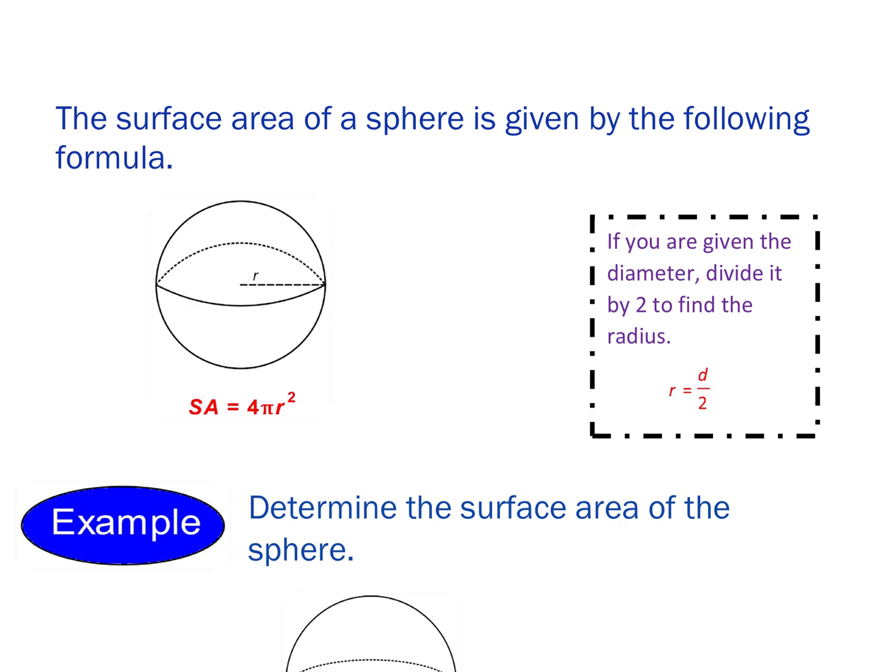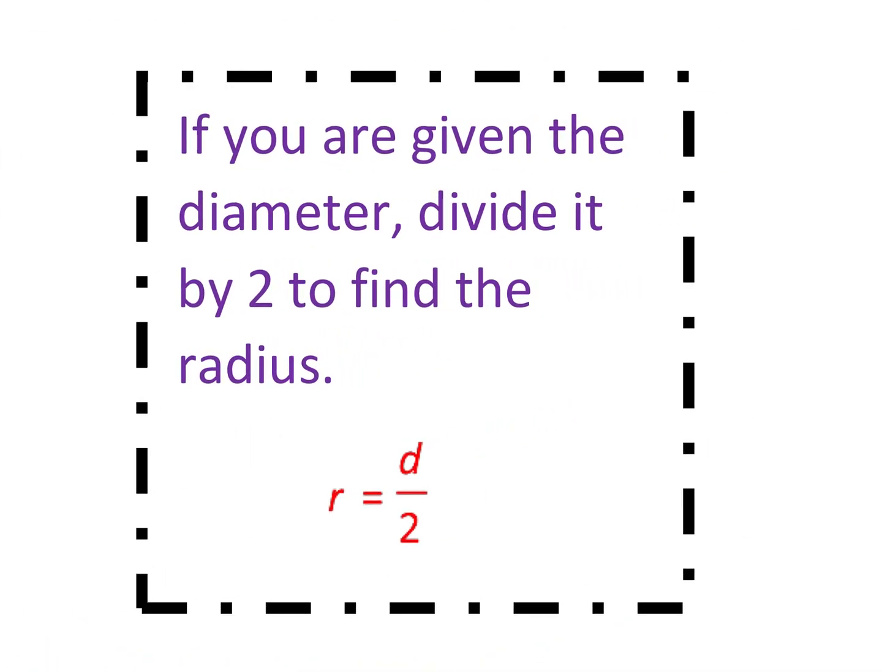And once again, just a reminder, if you're not given the radius, if you're given the diameter instead, just make sure to divide it by 2 so that you know the radius. Because there's no spot in the formula where you can put in the diameter. So you have to use the radius. So if you're given the diameter, cut in half, there's your radius.